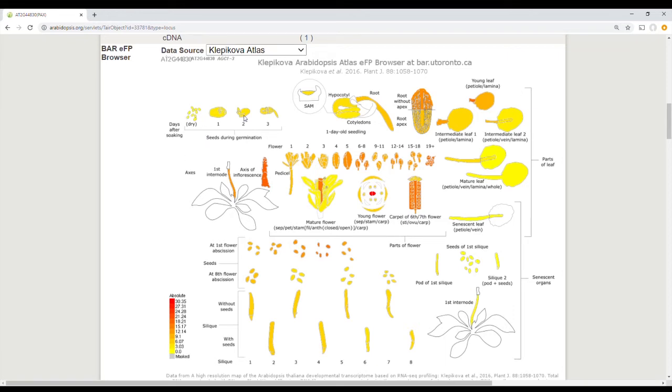And if you look at all of these different, so looking at the top left-hand corner, we have days after soaking, so seeds during germination. So this first portion of it is dried Arabidopsis seeds, before you've done anything to them. So they have not begun any sort of germination. Then you're going to put them in a damp paper towel or something, or water them.